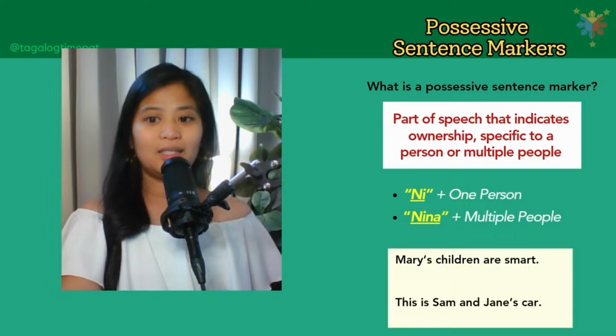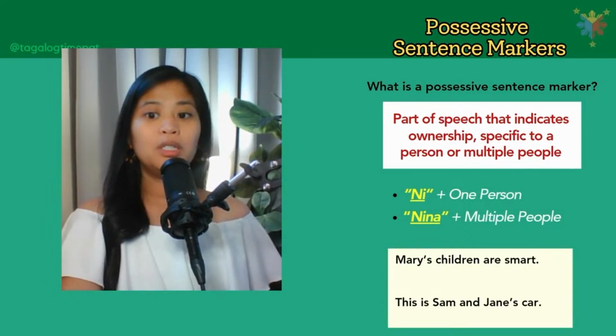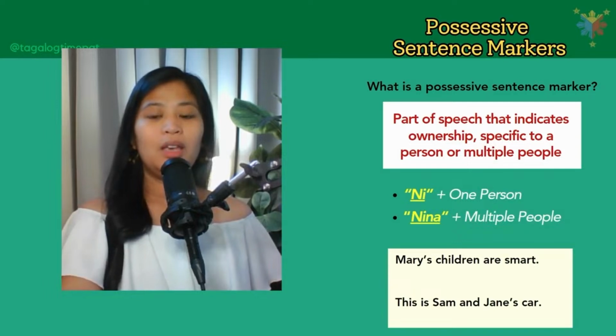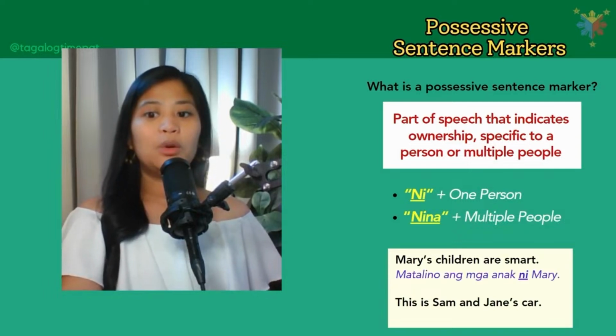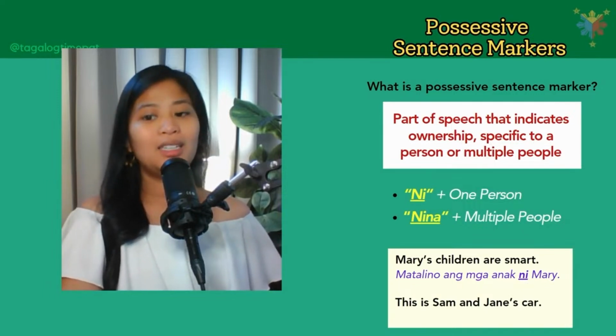So take a look at this. Mary's children are smart. So it's just one person. It's Mary. It would be, matalino ang mga anak ni Mary. So this is the same sentence structure. It's the adjective, then it's the word ang, then it's the object. And instead of a pronoun, now we're adding someone's name. And in order to do that, we have to use this possessive sentence marker, ni, because it's just one person. Matalino ang mga anak ni Mary.